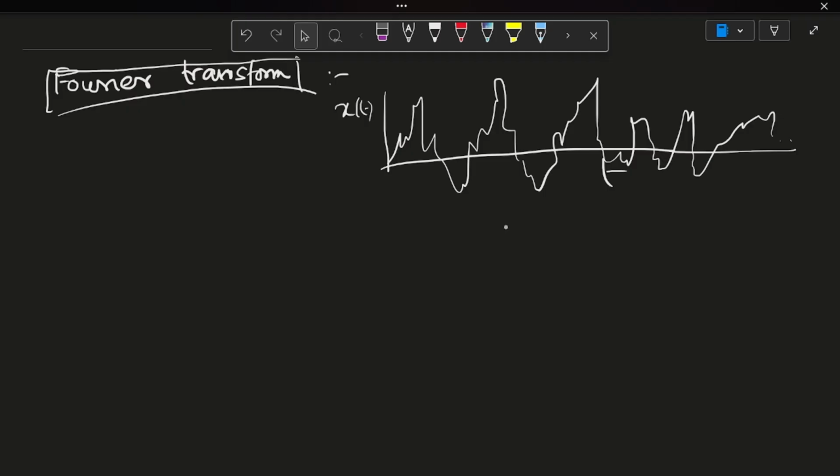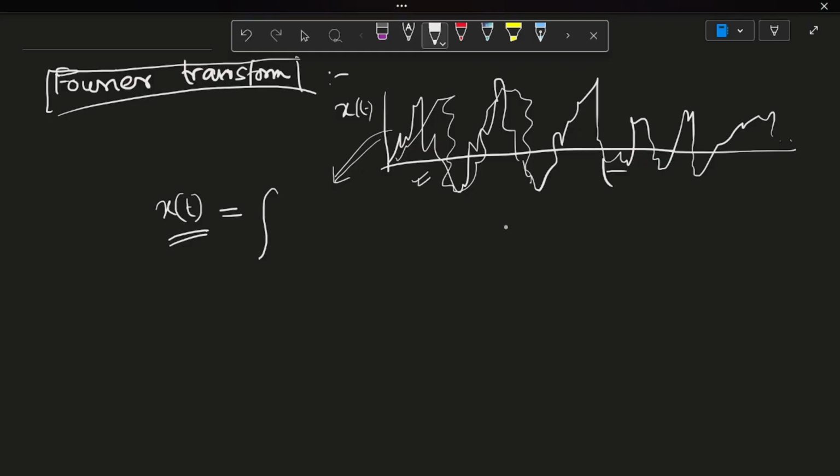The brilliant idea of this Fourier transform is that any kind of response that you are getting from a signal, you can decompose that into a summation or series of sinusoidal waves. So what is the idea there? You have this x(t) as a function of time. You can write it as a summation.